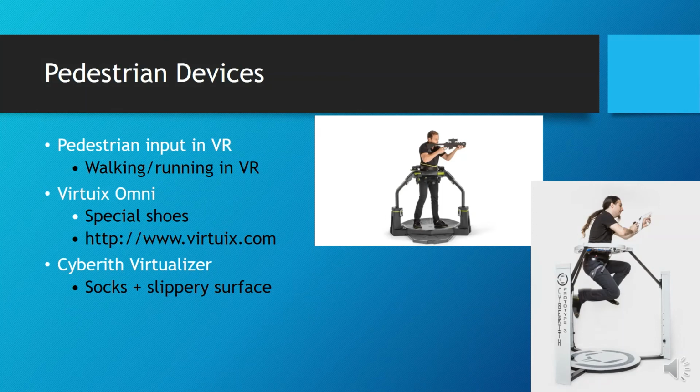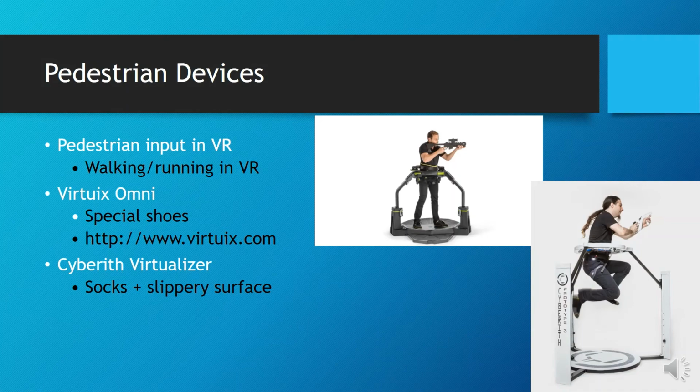Beside that, we also have the pedestrian input VR devices. When it comes to pedestrian, it is about walking and running as an input device in virtual environments. This kind of pedestrian device always involves special shoes. For example, we have special shoes, and also socks, and also a slippery surface, so that it can support this kind of pedestrian input device.